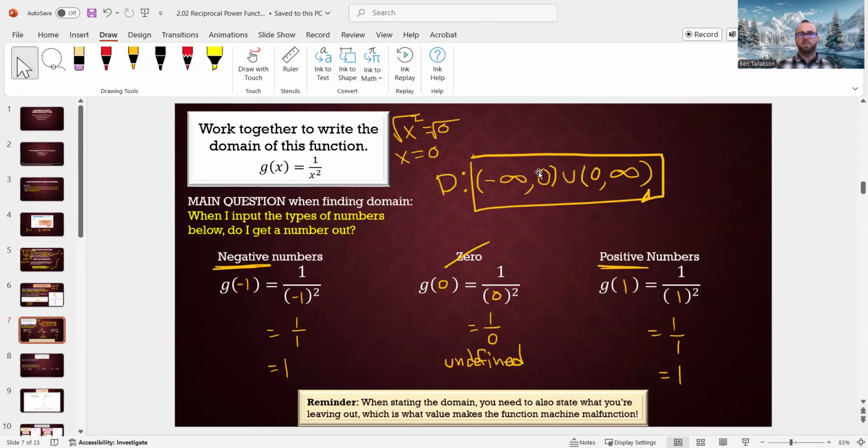So what happened here? We said all negative values up to zero, not including zero, then all positive values after zero.